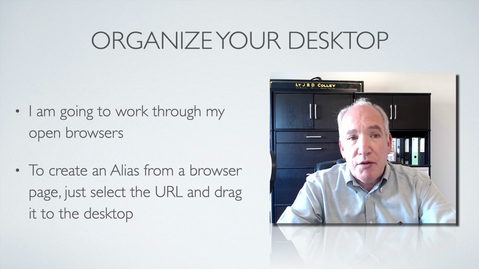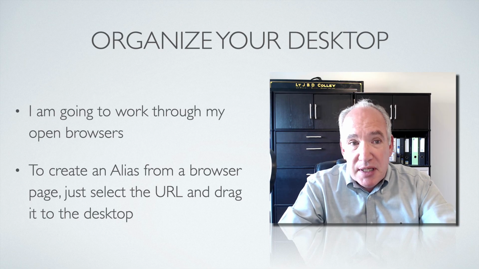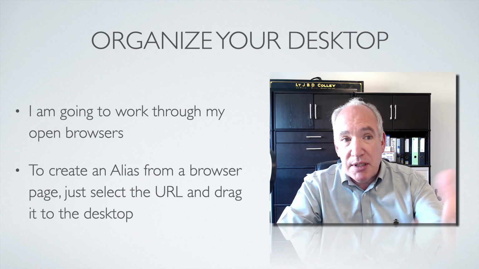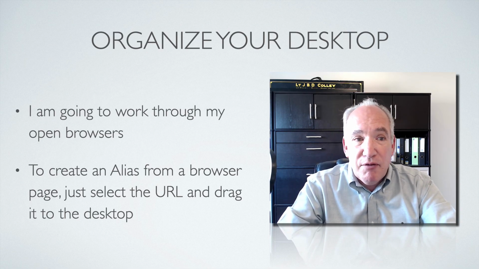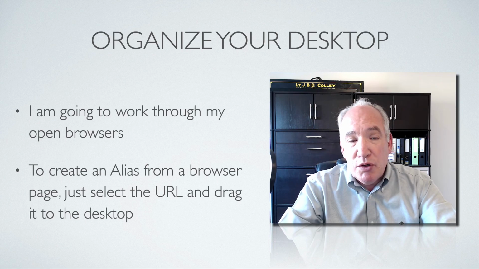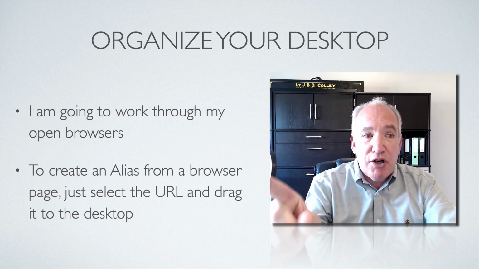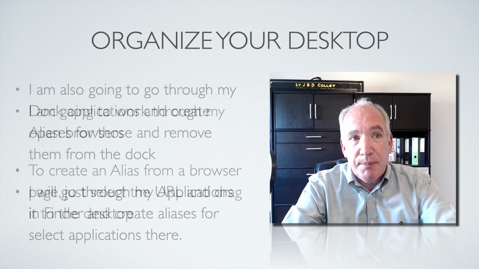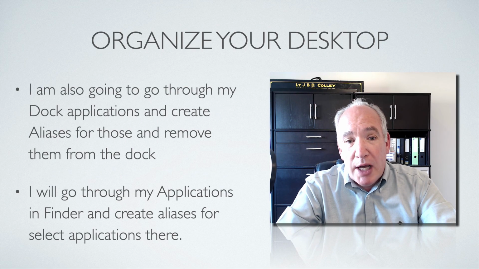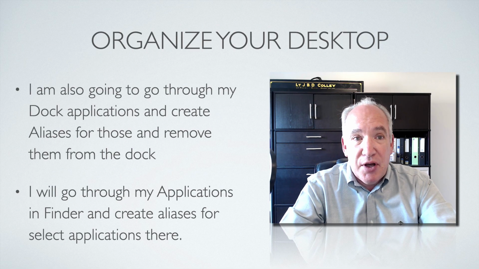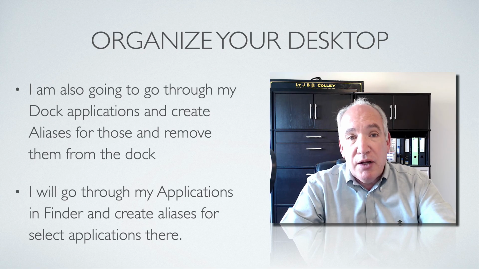Now, I'm going to work through my open browsers and create an alias from the browser page, and all you do there is you select the URL and drag it across to the desktop. I'm also going to go through my dock applications and create aliases for those, and then remove the ones that I've got aliases from the dock.